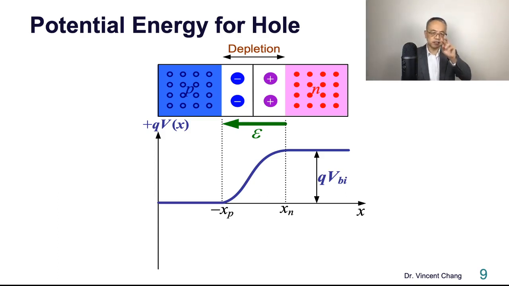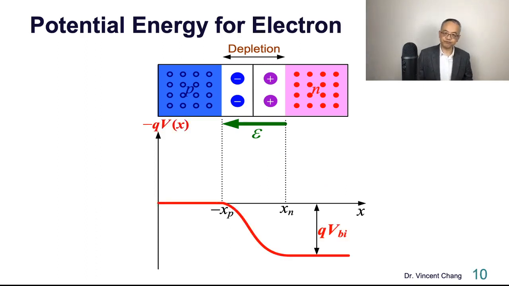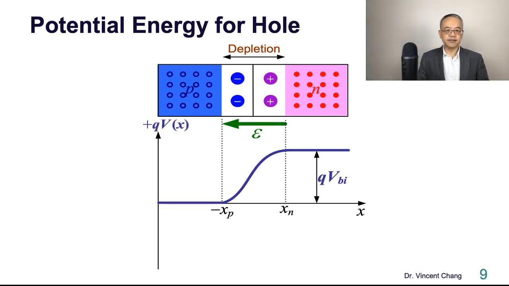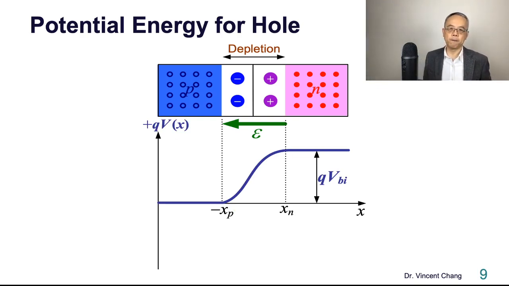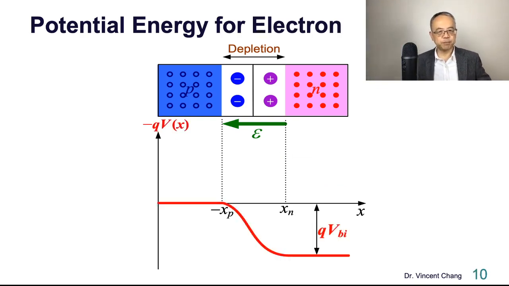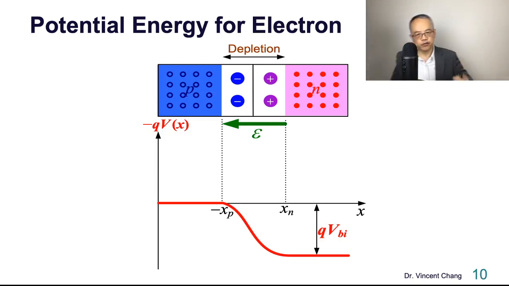If you multiply by the negative Q, then it flips upside down, 180 degrees. So who carries the negative Q? Electron. So this is the potential energy diagram for electron. Again, this is the potential energy diagram for hole. This is the potential energy diagram for electron.